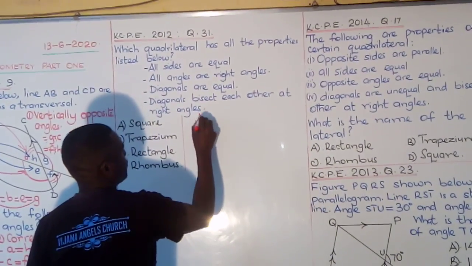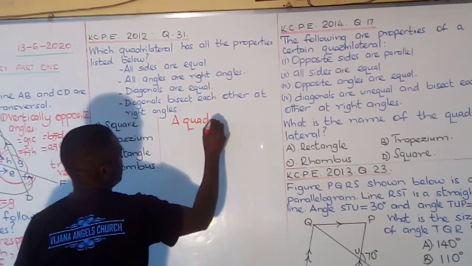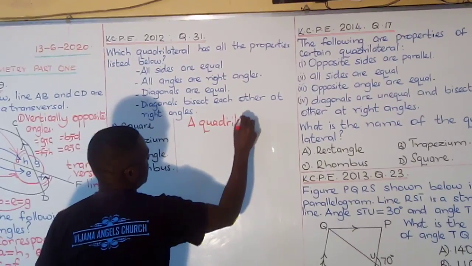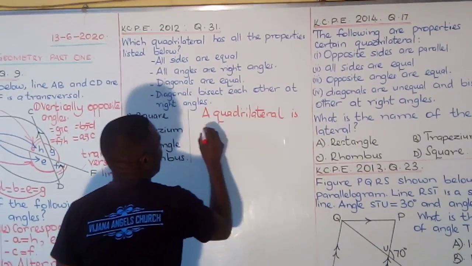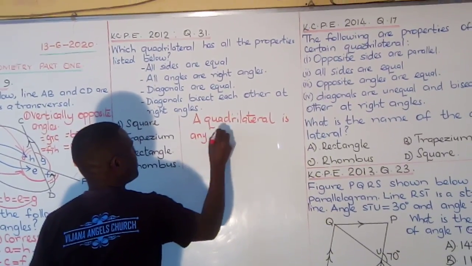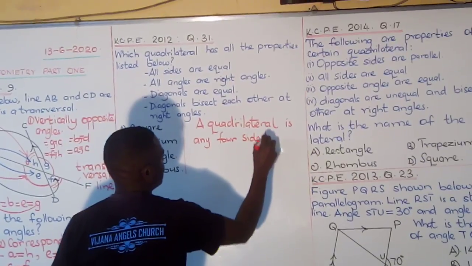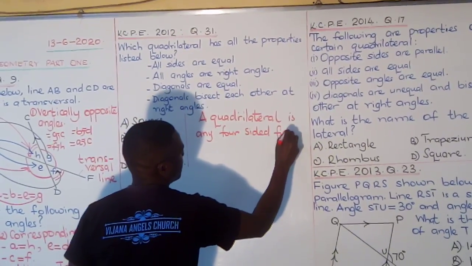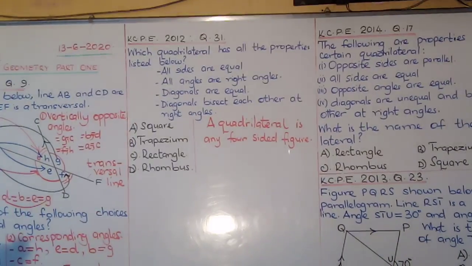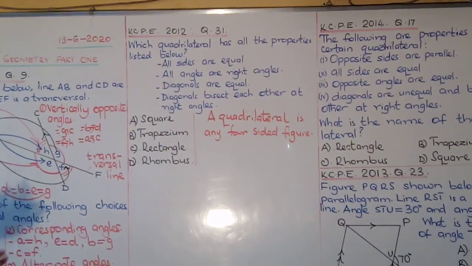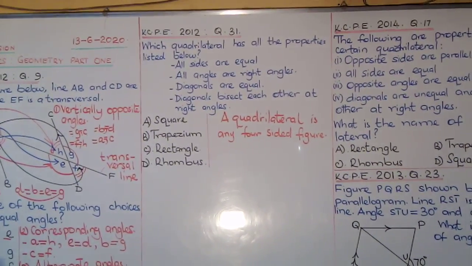A quadrilateral is any four-sided figure. So any four-sided figure is a quadrilateral. And that's why we have regular quadrilaterals and irregular quadrilaterals.